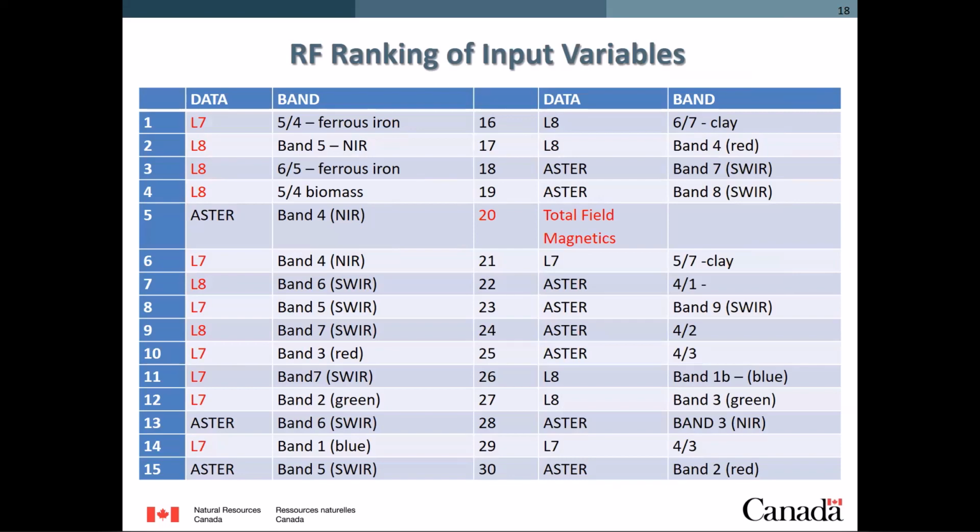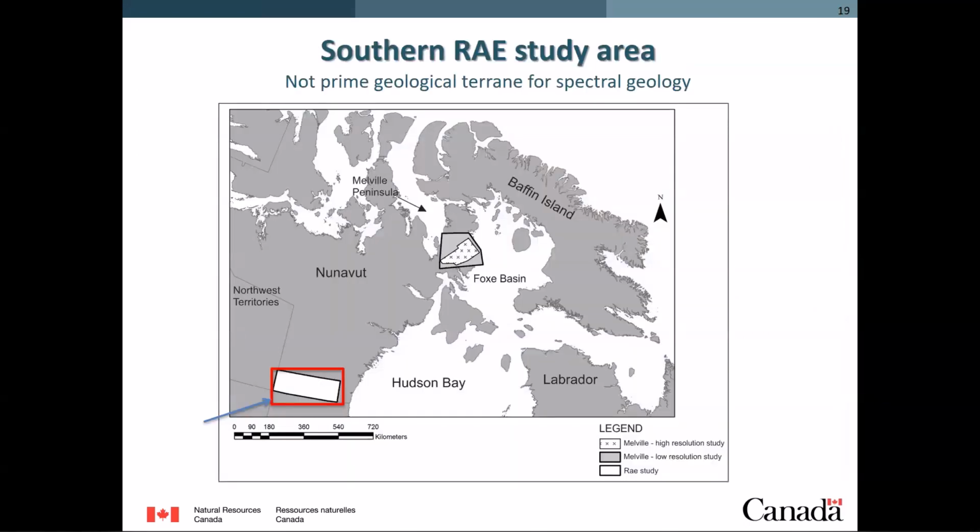You can see magnetics is down around 20. So again, we can expect all data types to work in all geologic environments. That's very simply said. You have to use common sense.